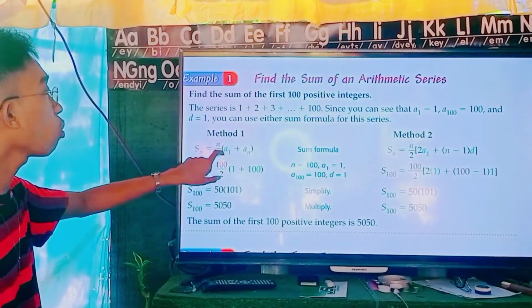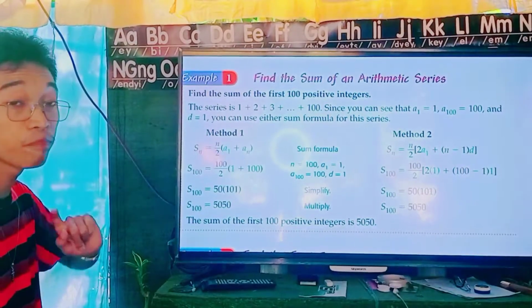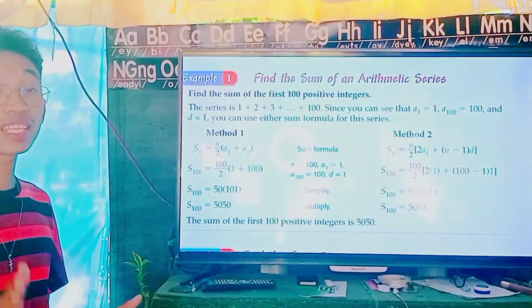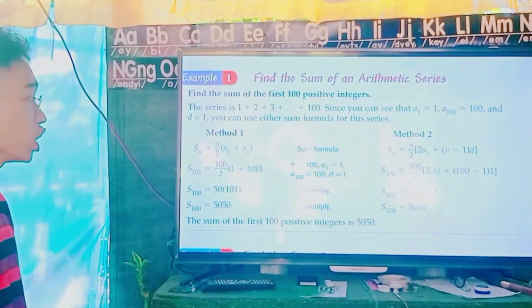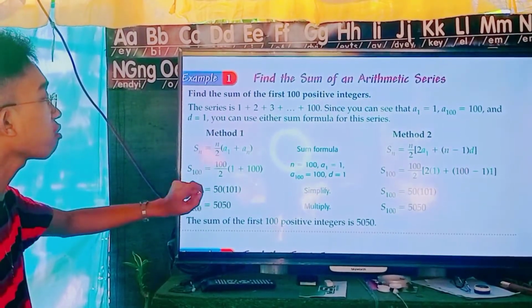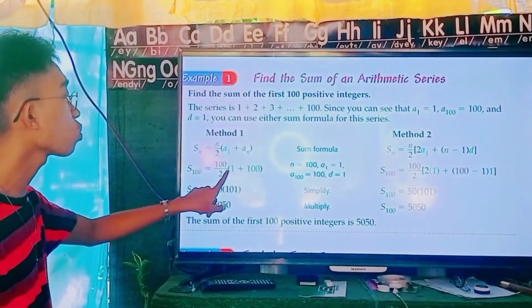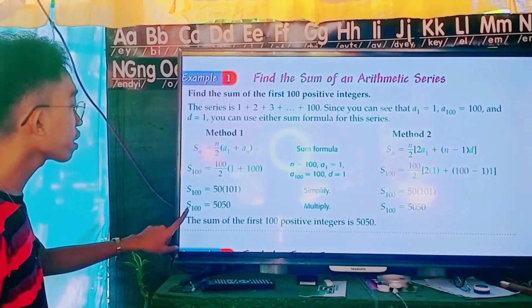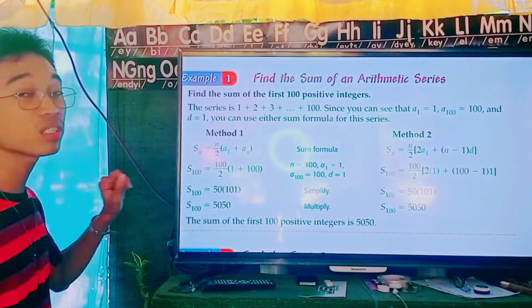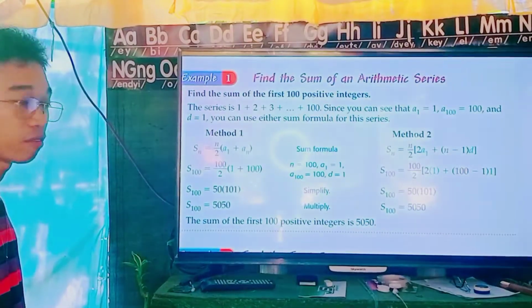Times a sub 1, your a sub 1 is 1 plus 100, which is the last value. So S sub 100 is equal to 50, because 100 divided by 2 is 50, times 100 plus 1 is equal to 101. So the answer here is 5050. So that is your S sub 100.